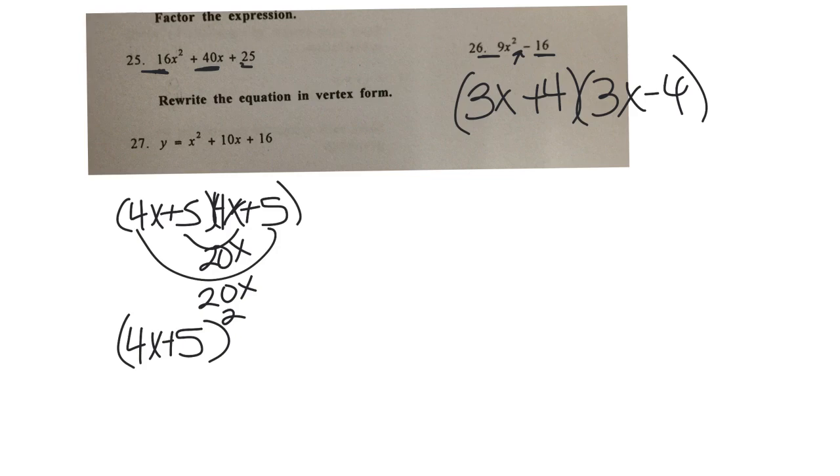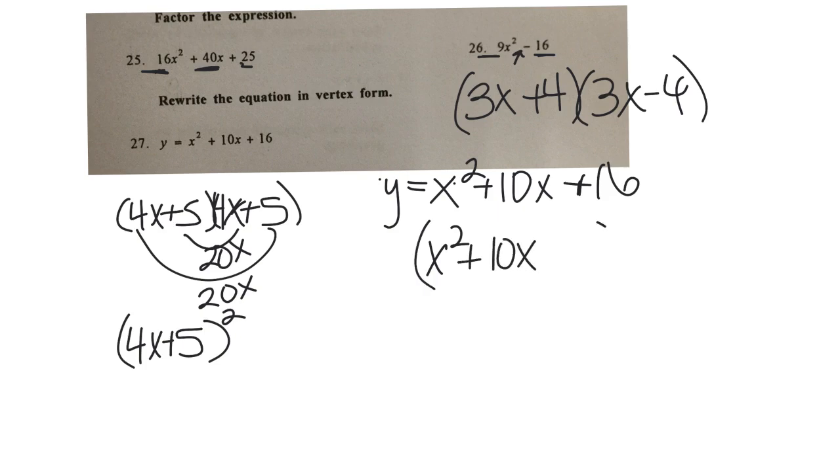And lastly, number 27, rewrite in vertex form. So we're going to use completing the square. y equals x squared plus 10x plus 16. I'm going to use the method where I keep everything on one side. So I have x squared plus 10x. I'm moving the 16 outside the parentheses. I'm going to complete the square on what's inside because I don't have a coefficient on the x squared. If I did, I would need to divide everything by that.